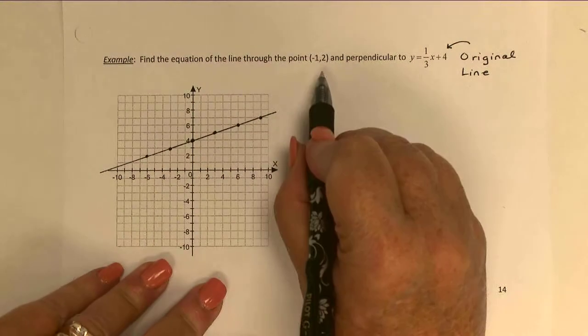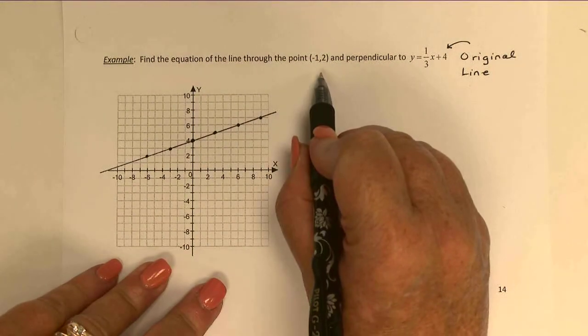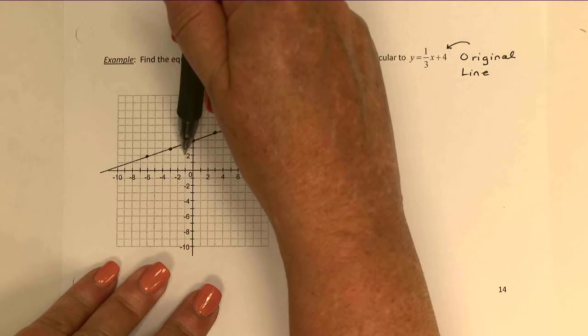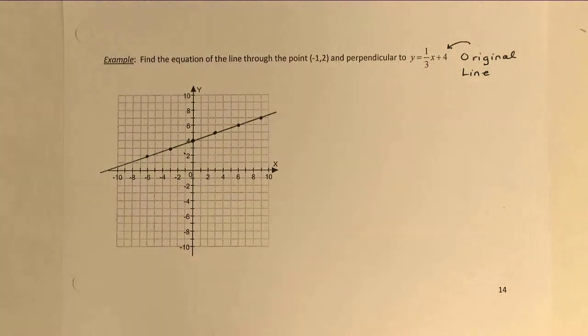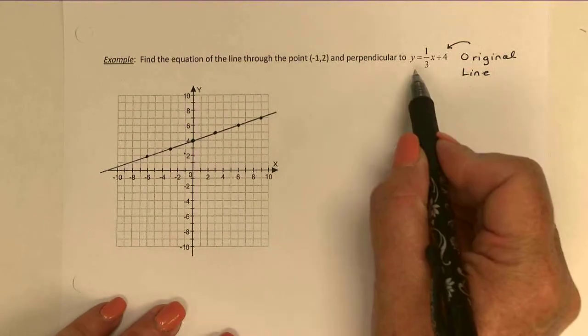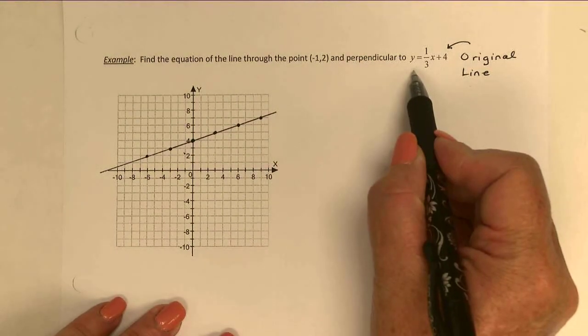Notice it definitely does not go through the point (-1, 2). The point (-1, 2) would be right here, and our line doesn't go through that point. So we want a new line that not only goes through that point, but is also perpendicular, or forms a right angle, with our original line.